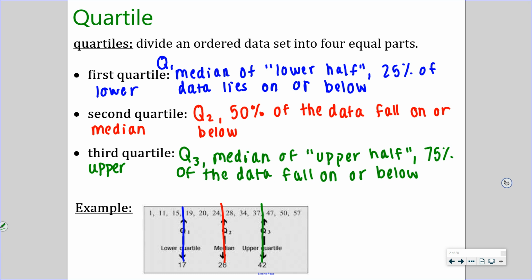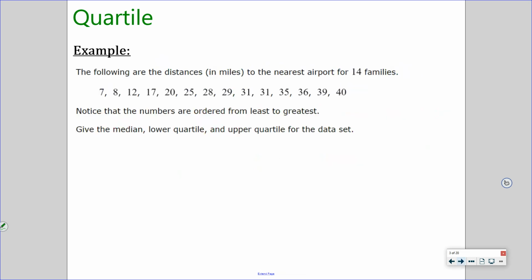Let's try an example. Here are some distances to the nearest airport for 14 families. These are in miles. Notice that the numbers are already ordered from least to greatest for you. You have the median, lower quartile, and upper quartile. Median is another word for my second quartile, lower is the first quartile, and upper is the third quartile. How are we going to notate it?